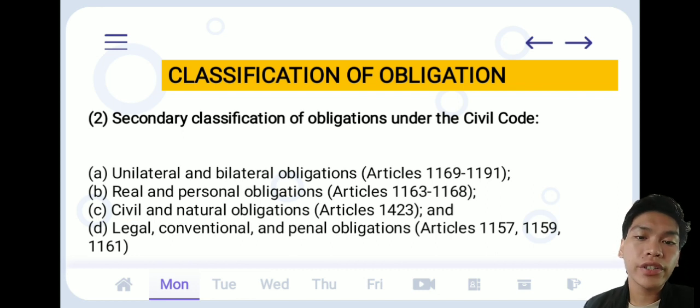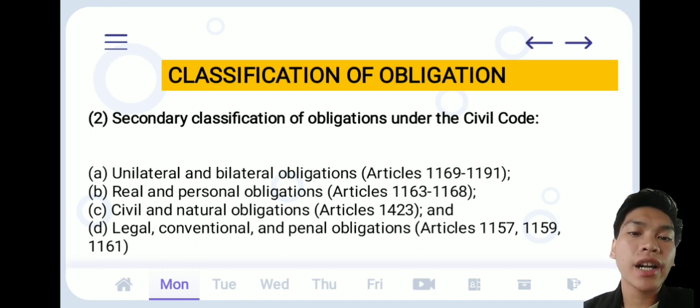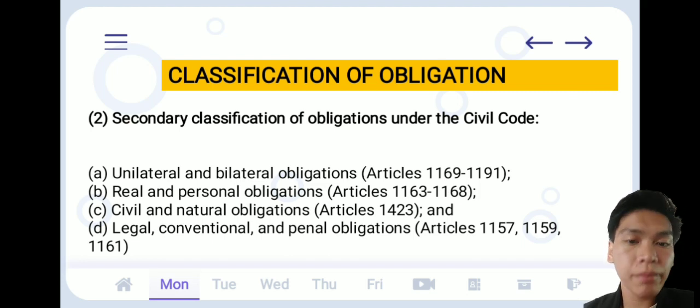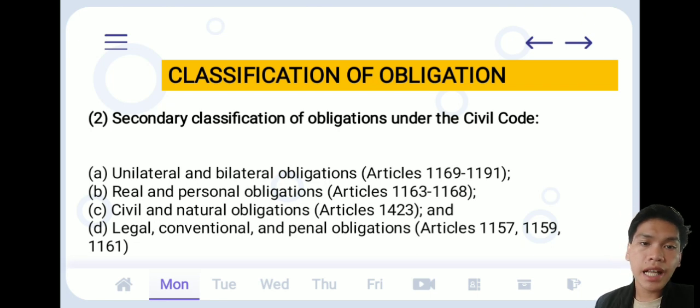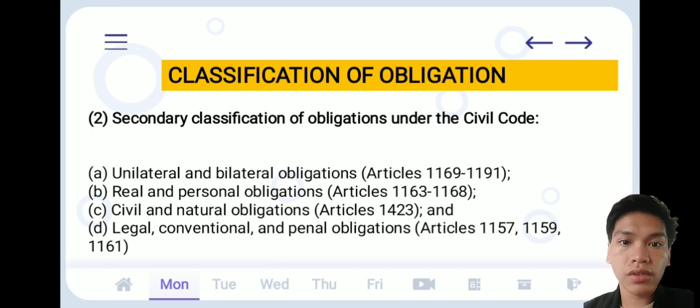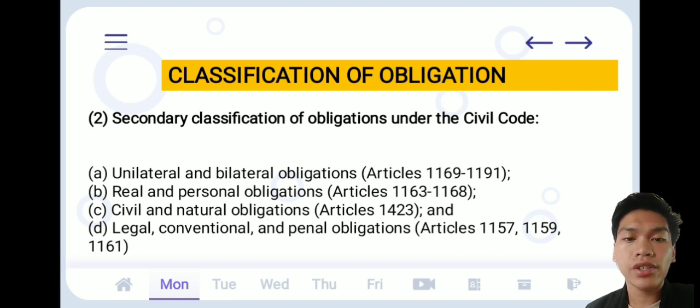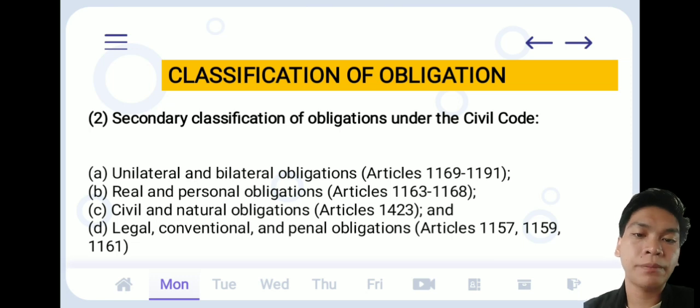So for the legal, conventional, and penal obligation, see Articles 1157, 1159, and 1161. Legal obligations arise from law or statutes. Conventional obligations arise from agreements or contracts. So legal involves the law, while conventional obligation is all about the agreement or the contracts between parties, and penal obligations involve obligation with a penalty attached for non-fulfillment.